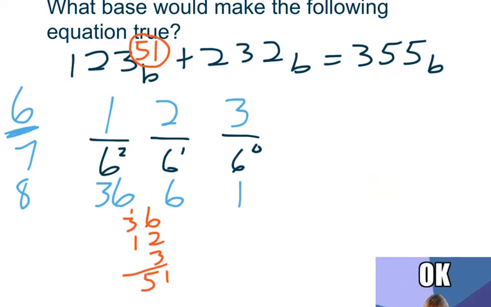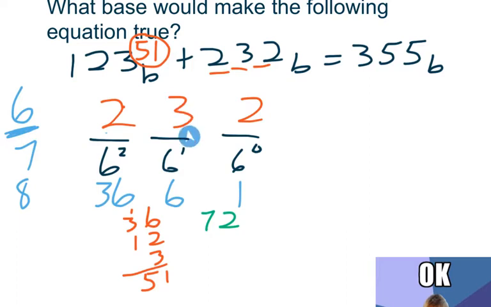So let's go ahead and erase those guys. Now I'm going to plug in my 2, 3, and 2. So 2, 3, 2. That means I have 2 36s. So that would be 72. I have 3 of my 6s. 3 times 6 is 18. And then I have 2 of the 1s. So that would be 2. Add those up and I get 20 plus 72, I get 92.